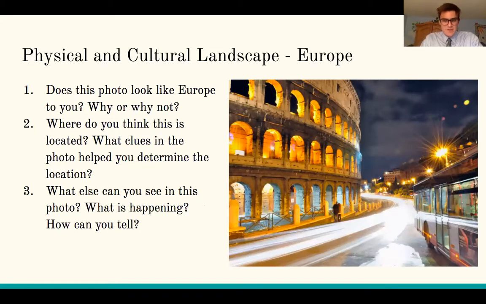We're going to go ahead and answer this question all together as a class. So please either share out loud or in the chat box your answer to all 3 of these questions. Does this photo look like Europe to you? Why or why not? Where do you think this is located, and what clues in the photo helped you determine the location? And what else can you see in this photo? What is happening? How can you tell? We're going to pause the video as you answer these questions, either out loud or in the chat box.